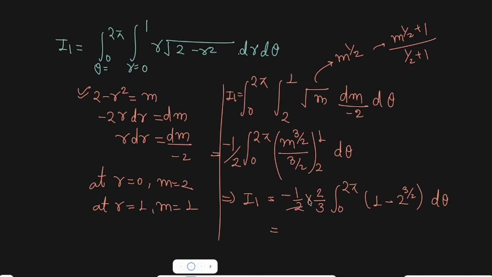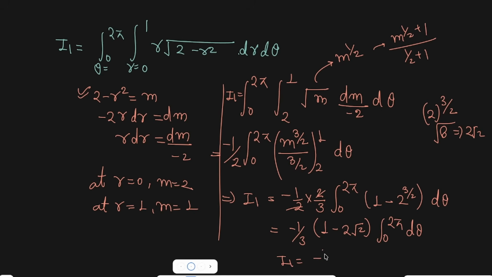Now when you solve, 2 and 2 will get cancelled, minus 1 by 3, 1 minus. See, what is the value of 2 power 3 by 2? This is 2 cube, which will be 8, and square root of 8 will be 2 root 2. So I can write this as 2 root 2, and when you integrate 0 to 2 pi d theta, your I1 will be minus 1 by 3, or instead of writing minus, I can write it as 2 root 2 minus 1, I just multiplied here, divided by 3 into 2 pi. So this is the answer for I1.